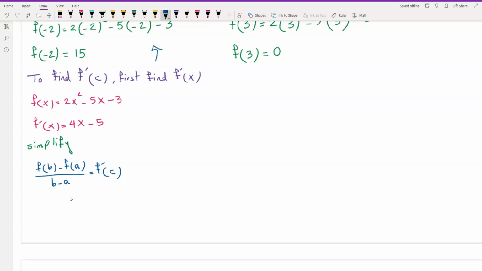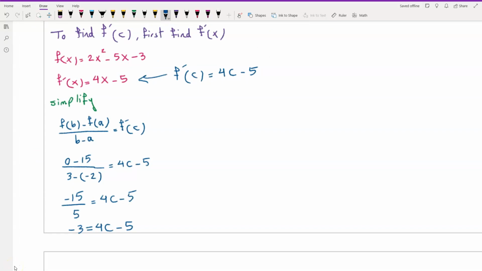I'm going to substitute those numbers. So f of b is 0, f of a is 15. 0 minus 15 here on top, and in the denominator we have b minus a, so it's 3 minus -2, equal to f prime of c, which is based on what we have here for f prime of x. So instead of x use c, we have 4c minus 5. So this part is equal to 4c minus 5.